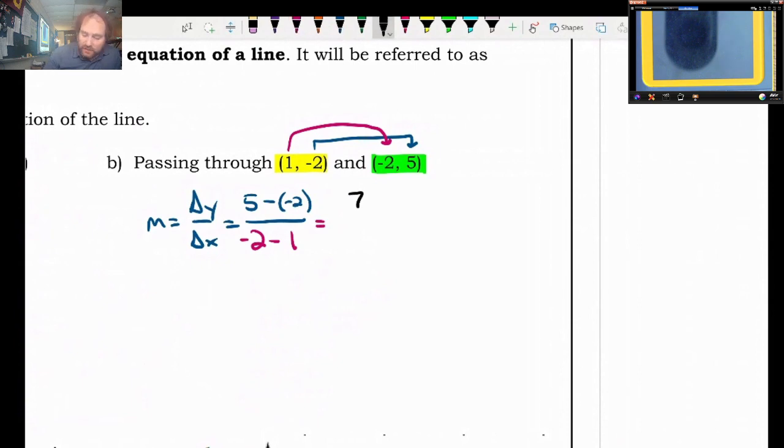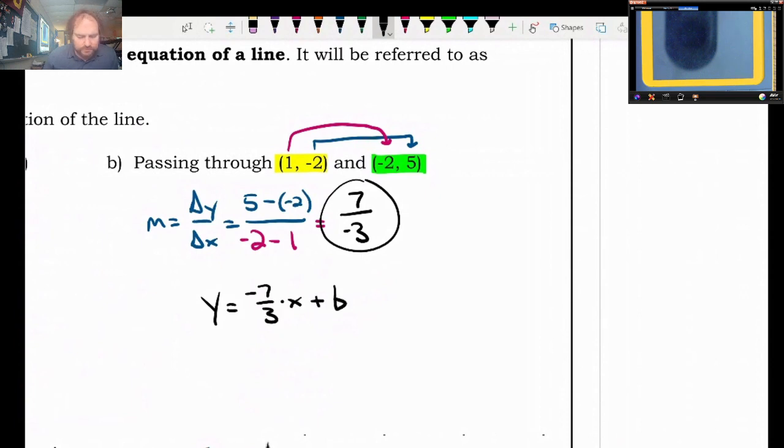This is going to give us 7 on top, and that is -3 on the bottom. And that is unfortunate, but I believe that is what it is. It went down by 3 and up by 7. Yeah, that is the slope. That's unfortunate, but that's what it is. Now we're going to pretty much do exactly what we did in the last problem, because we know the slope is negative 7/3 times x plus b.